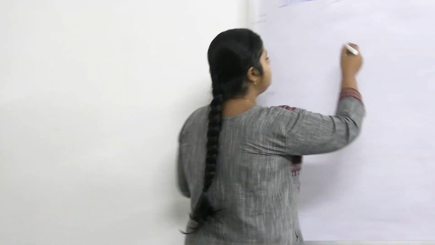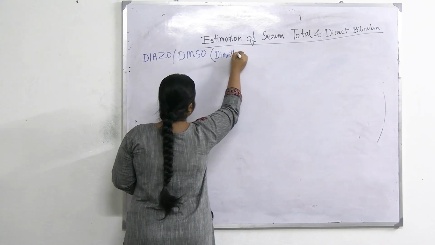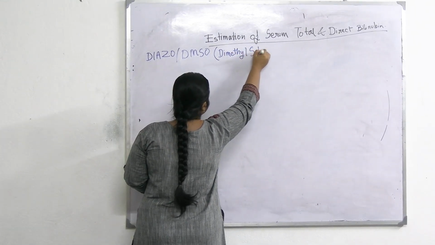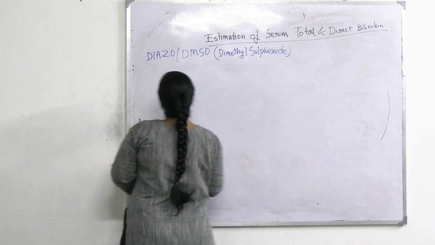Full form of DMSO is dimethyl sulfoxide. This is the name of the method. Okay. Next comes the principle. Write down the principle of this test.